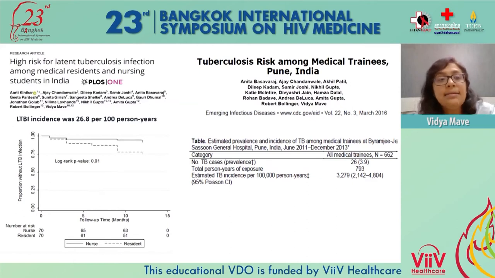One suggesting that the incidence of TB infection is very high among medical trainees, including medical residents and nursing students, and that tuberculosis risk among medical trainees is almost 15 times higher than the general population, at 3,279 per 100,000 population.